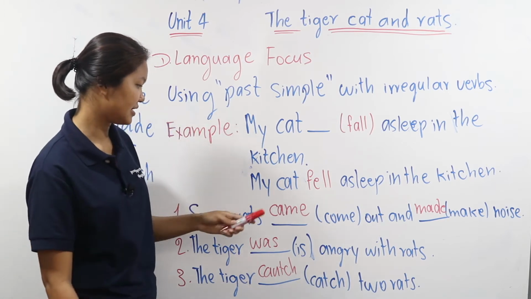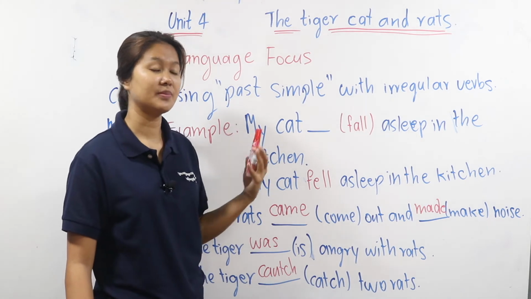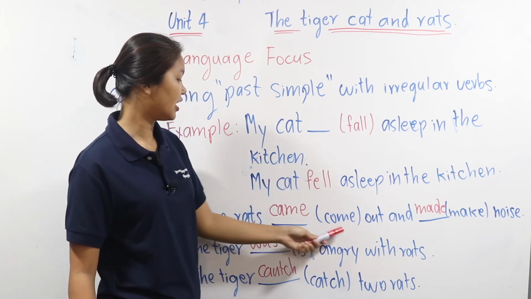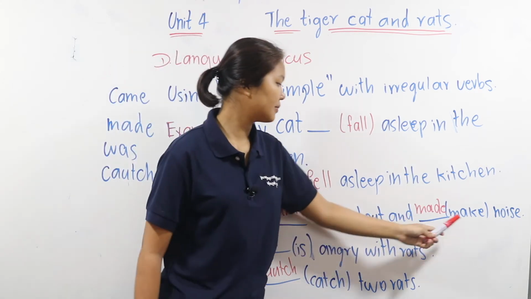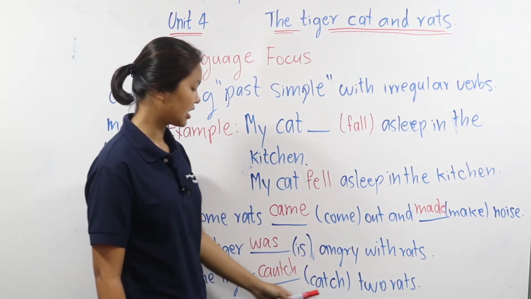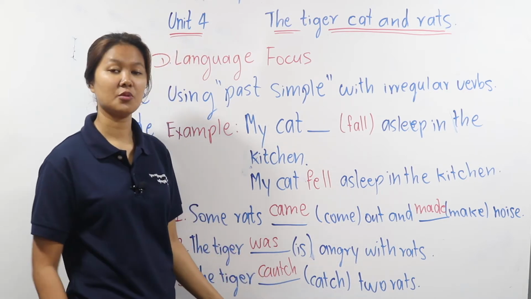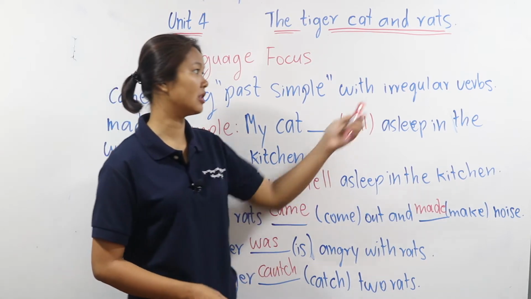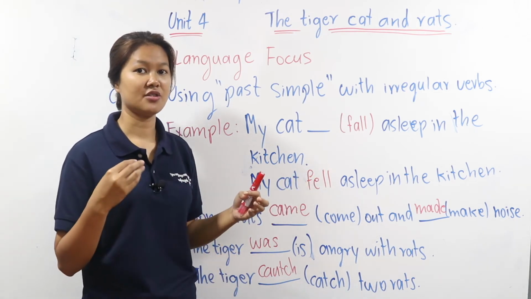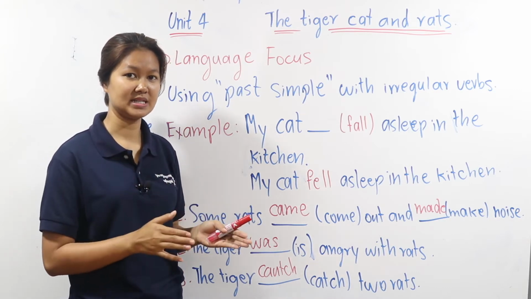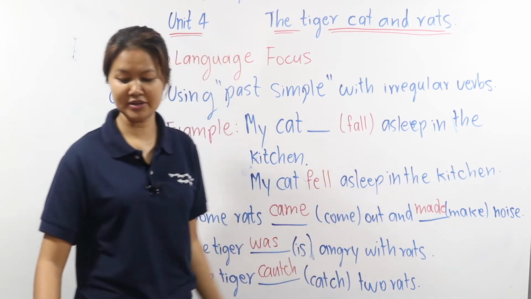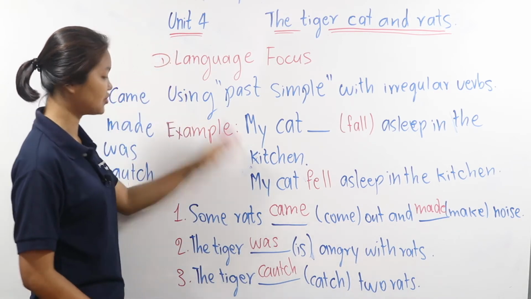So now, let's read this together so that you can remember also. Fall, fell. Please repeat after me. Come, came. Make, made. Is, was. Catch, caught. So please remember that these are called irregular verbs. So when it comes to past simple, it will change the word, like make, made. You don't have to add ed here because it is not a regular verb. I hope you understand. So now let's read one more time together.